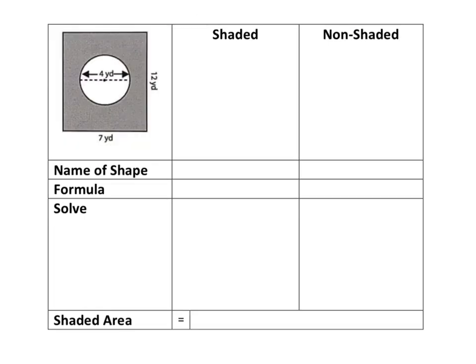So here's our next shape. We have a shaded rectangle and then a non-shaded circle. So we're looking for the area of both. So the first shape, which is shaded, is a rectangle. The formula for area of a rectangle is area equals base times height. So the base is 7 and the height is 12. So area equals the base of 7 times the height of 12. When you multiply that, you get 84.